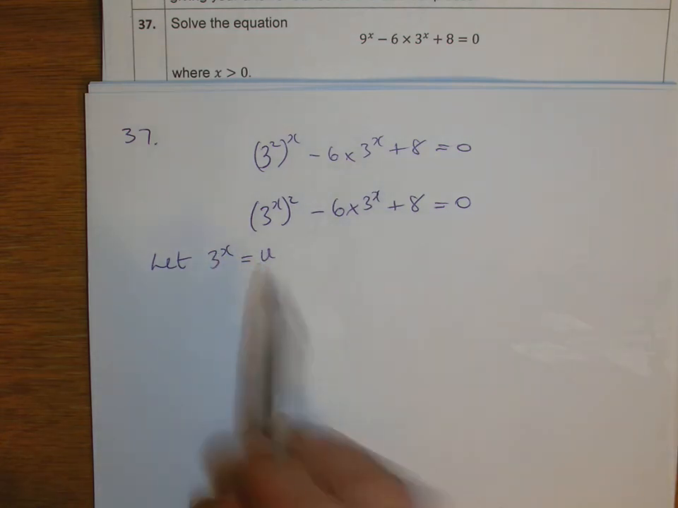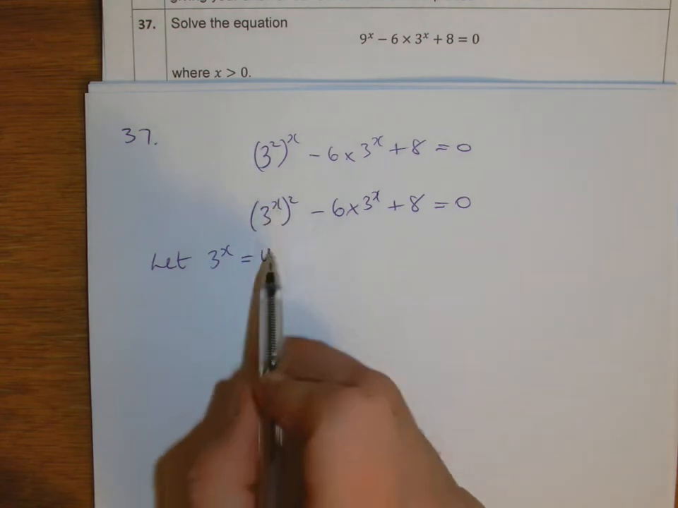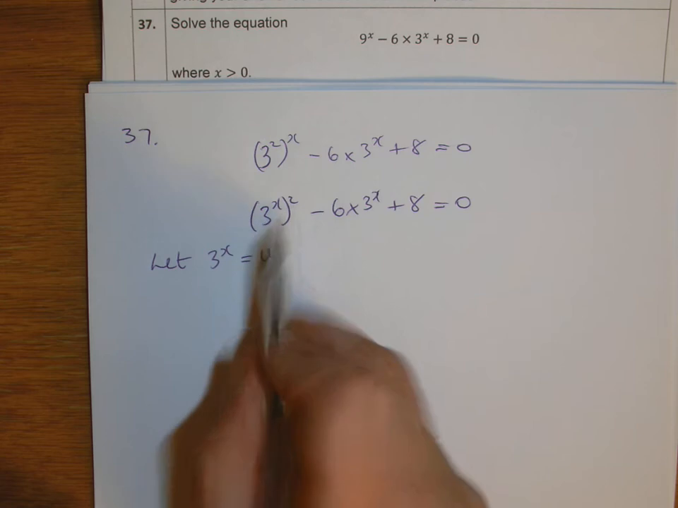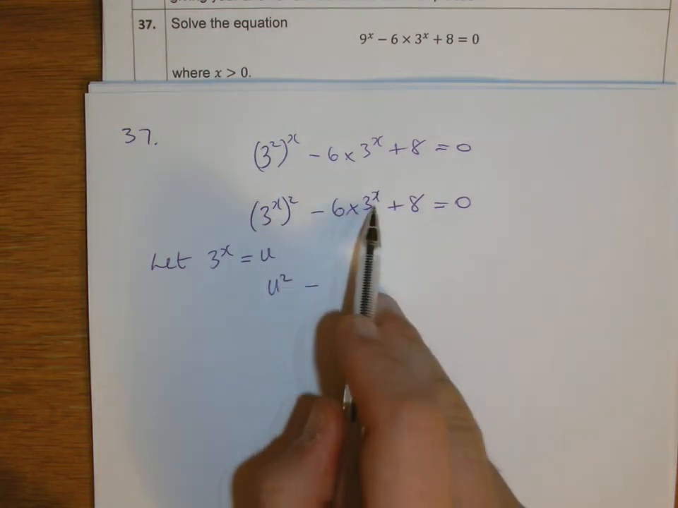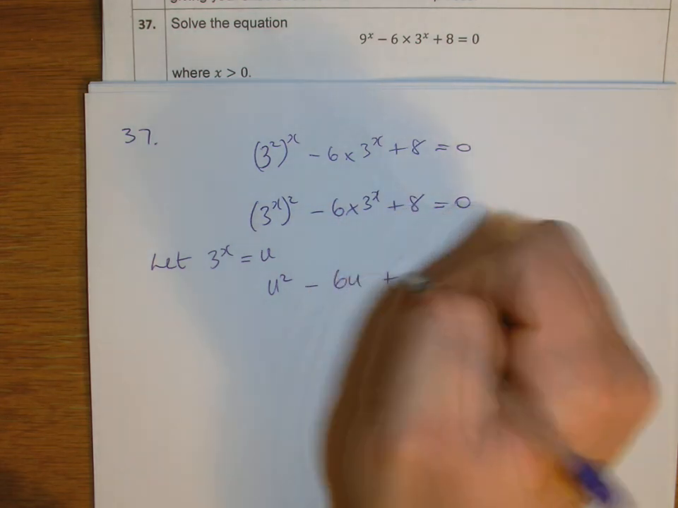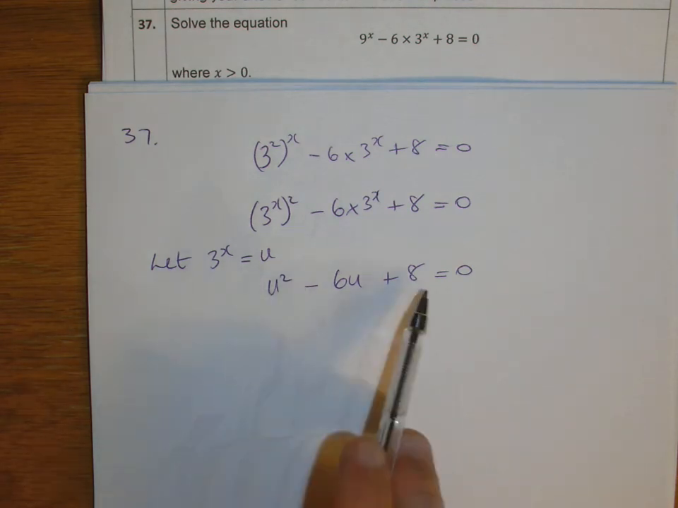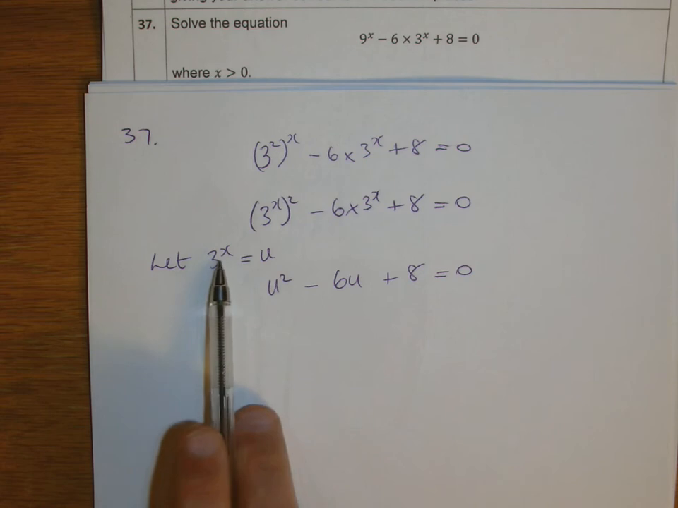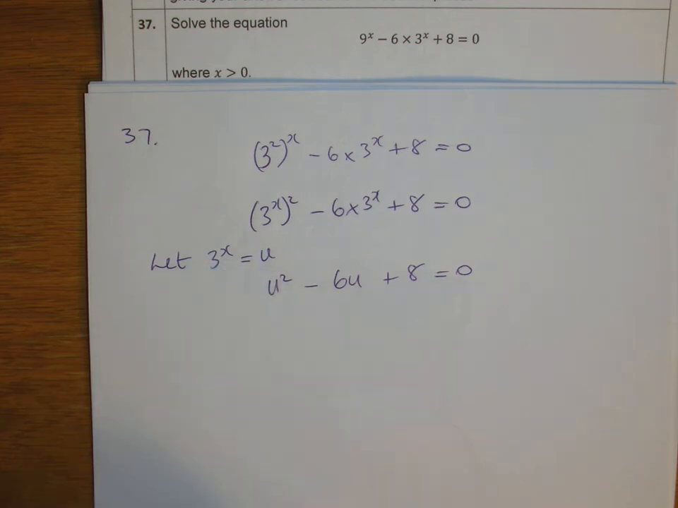I've made this up. But if it's equal to u, then instead of saying 3 to the x squared, I can say u squared. And then you've got 6 times, well that's u, isn't it? So it'll be 6 times u, which will just be 6u, plus 8 equals 0. And now you can see it's a quadratic. This is a quadratic in u. Of course we know what u is equal to, but ultimately it's a quadratic format.